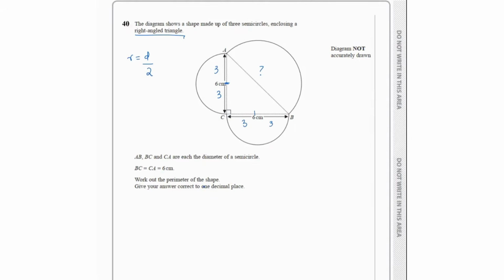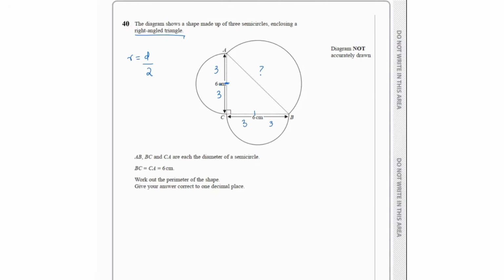We have to work out the perimeter of the shape. So perimeter is the boundary. And for the boundary, we can see that it's these curved parts, the circumference of the semicircle. So we have to find the diameter of the bigger semicircle to figure out the circumference.